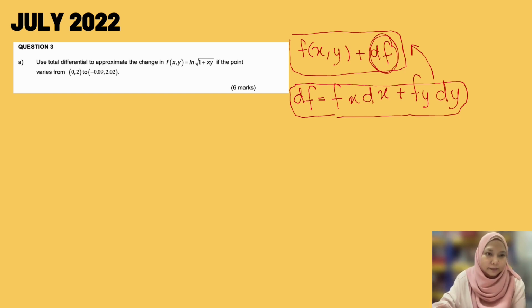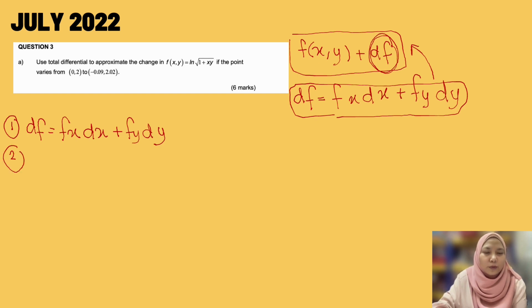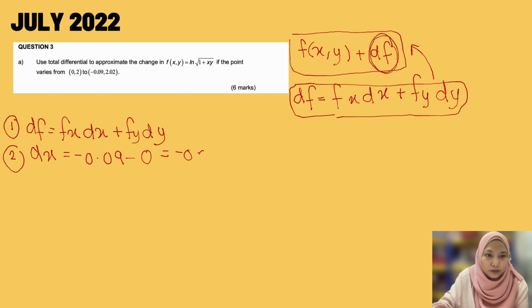Alright, so first step. We know the formula, so write down the formula first. Change in f equals fx multiplied by change in x plus fy multiplied by change in y. So this is the formula. Second, we find our dx. So dx will be equal to the point given here, the second point minus the first point. So for the x first, the x here is negative 0.09. X here we have 0, so minus 0. We get negative 0.09 back.